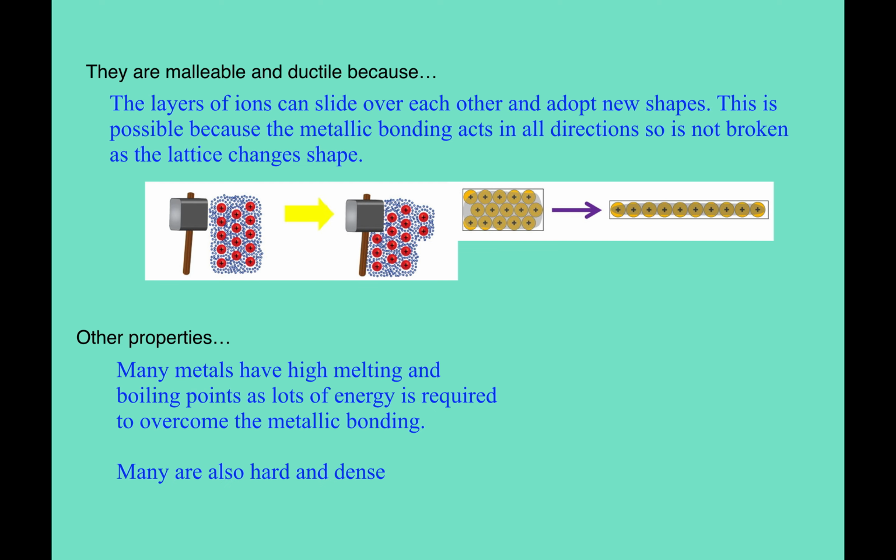Other properties of interest: many have high melting points and boiling points. We know of exceptions, but generally they do, because metallic bonding is quite strong, so lots of energy is required to overcome it. And also many of them are hard and dense. We know of exceptions, but think of lead, or iron, or steel, though steel is an alloy. If you think of metals generally, lots of them, the transition metals especially, can be hard.